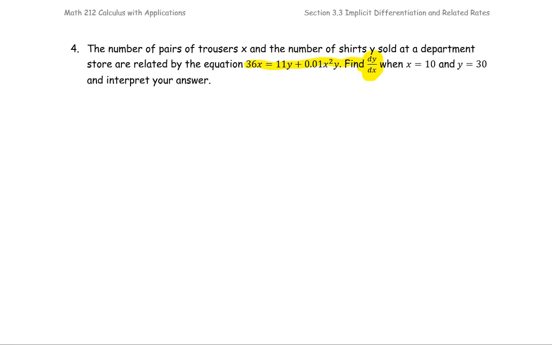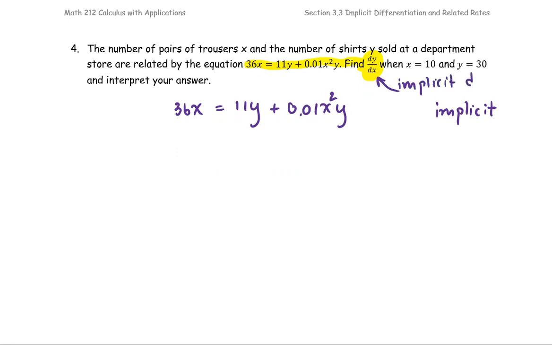From the expression that we have, 36x equals 11y plus 0.01 x squared times y, this is in implicit form. That means x and y are all over the place. When you find the derivative, we're going to use implicit differentiation. First step, d/dx of all terms, term by term.